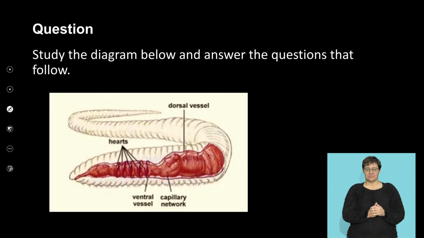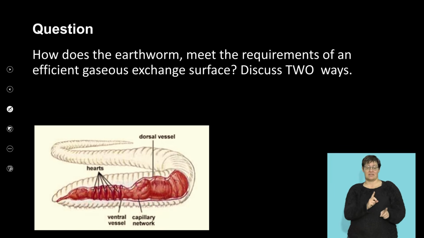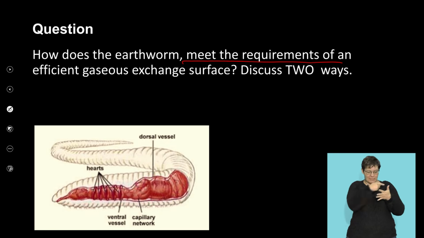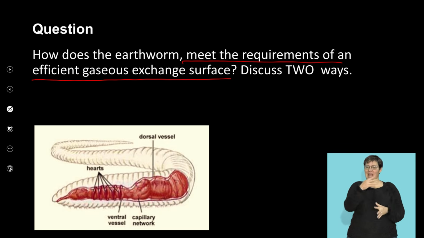Our first question over here, as you can see, is a diagram of an earthworm. It says to you, study the diagram below and answer the questions that follow. Now remember, it's not going to be specifically about the earthworm, but it is going to do with gaseous exchange. The question is, how does the earthworm meet the requirements of an efficient gaseous exchange surface? It just asks you to discuss two ways. So basically, it's an open-ended question.